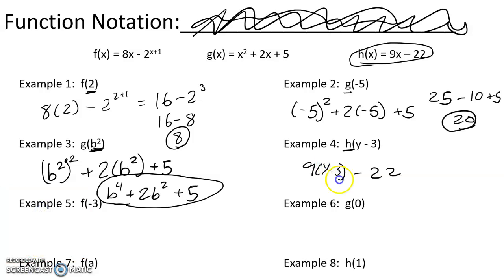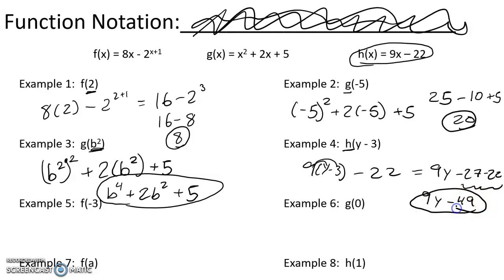So y minus 3. And then what you do, distribute that 9 out. We just need to simplify this out. We're going to distribute the 9 out, excuse me. Get 9y minus 27 minus 22. Simplify the negative 27 and the negative 22 to get 9y minus 49. And that's what you got for that one.